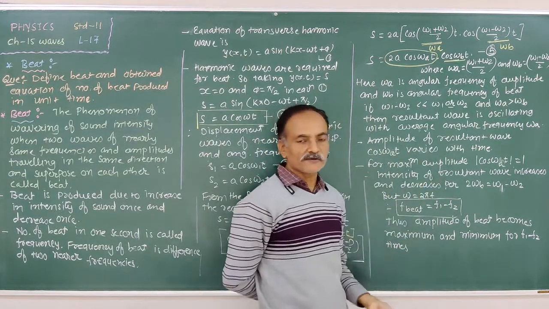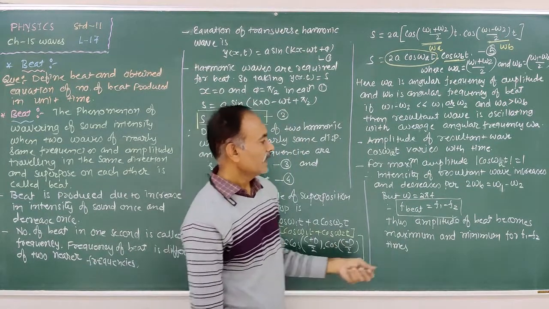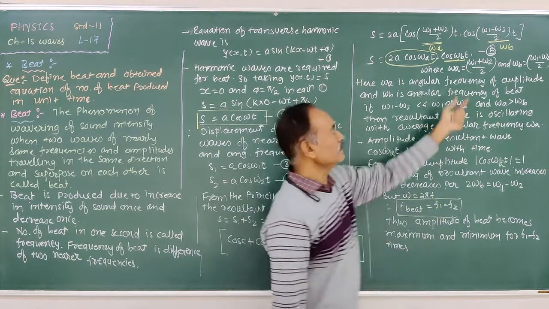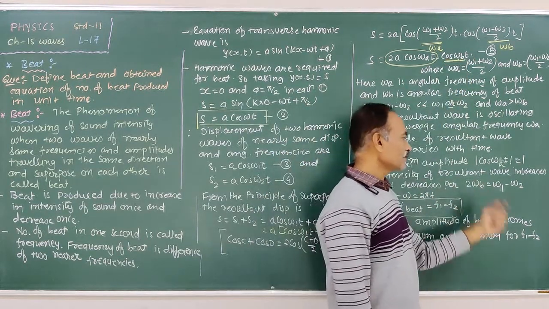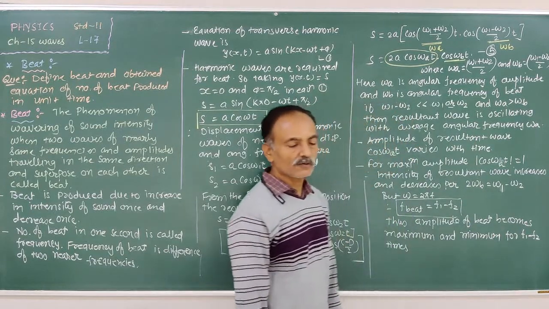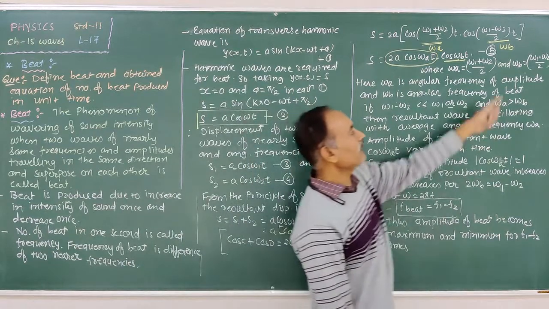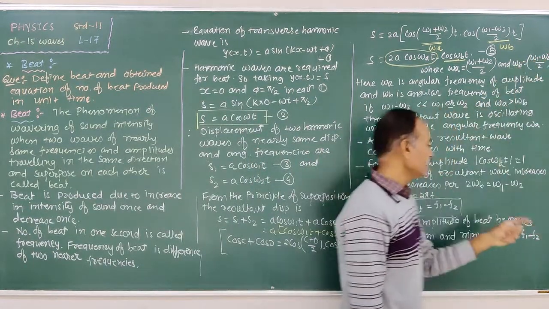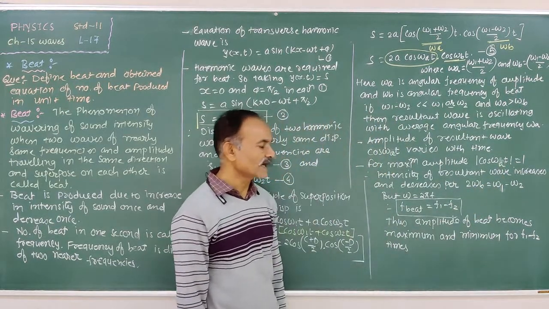For maximum amplitude, cos omega a t must be equal to 1. And the intensity of the resultant wave increases and decreases per cos omega b into t. Therefore, 2 omega b is equal to omega 1 minus omega 2, because omega b is equal to omega 1 minus omega 2 by 2, and the 2 is taken to this side.